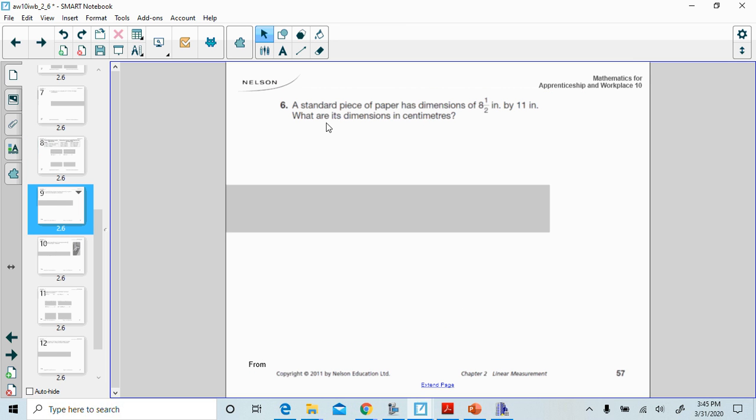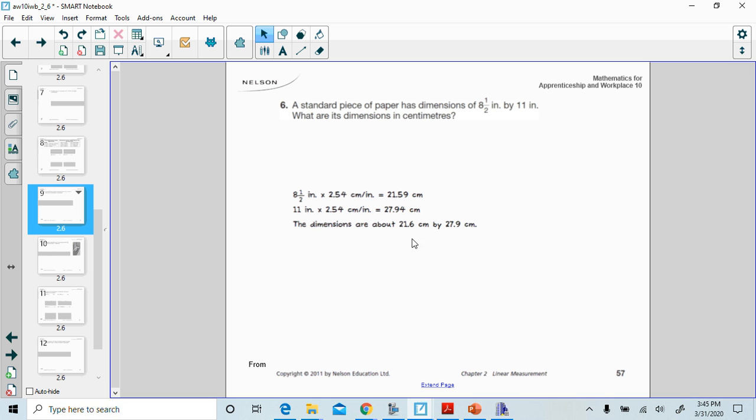A standard piece of paper with the dimensions of 8.5 by 11 inches. Again, just a pretty straightforward calculation. Multiply both of these numbers by 2.54. Okay, and you'll get your dimensions, 21.6 by 27.9 centimeters.